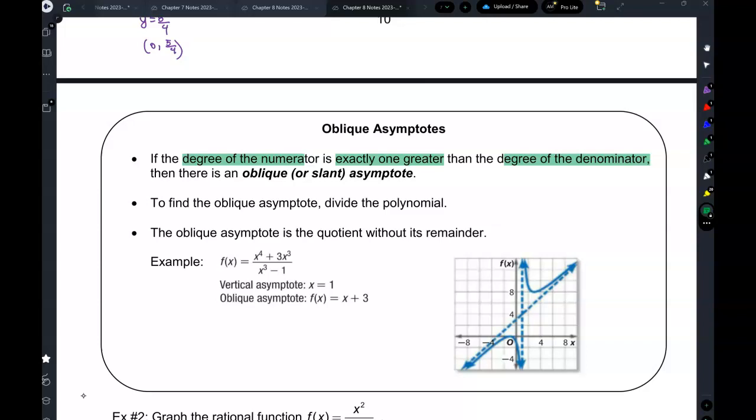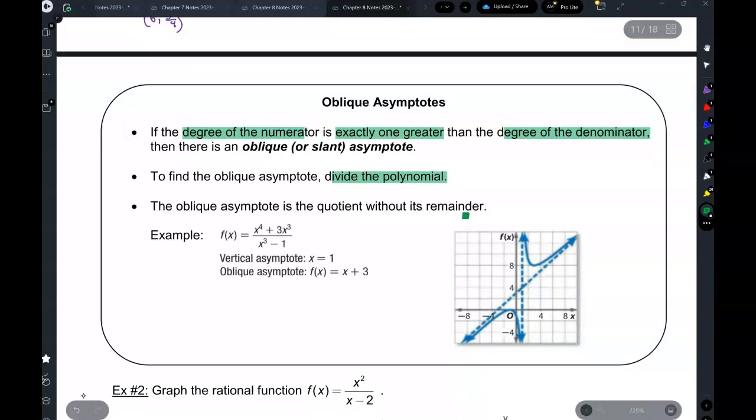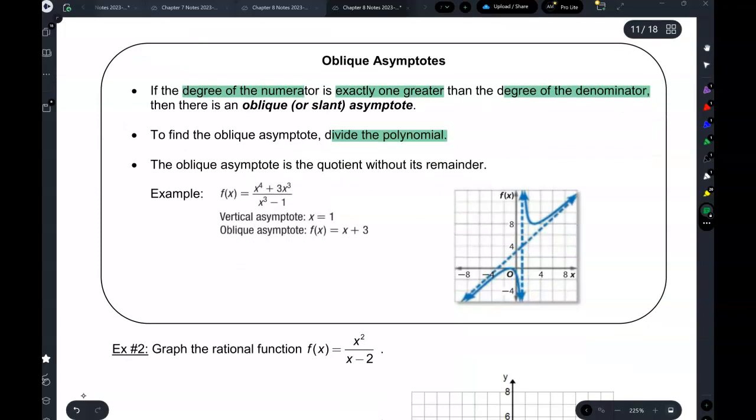To find the oblique asymptote, you have to divide the polynomial. It's a little bit of long division. The oblique asymptote is then the quotient without its remainder. You're going to divide, throw away the remainder, and just take the quotient.